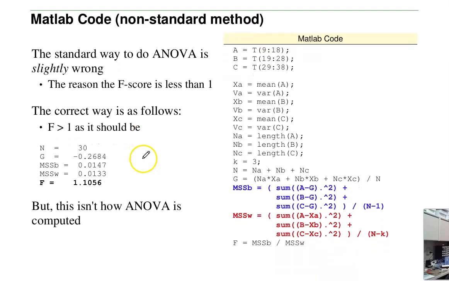If you use the correct method, in my opinion, the non-standard method, you've got all the data. How far is the data from the global mean squared? Let's use the global mean. Here's the mean sum between columns, within columns. Here's the F-score. F is 1.1. It's bigger than 1, like it should be.